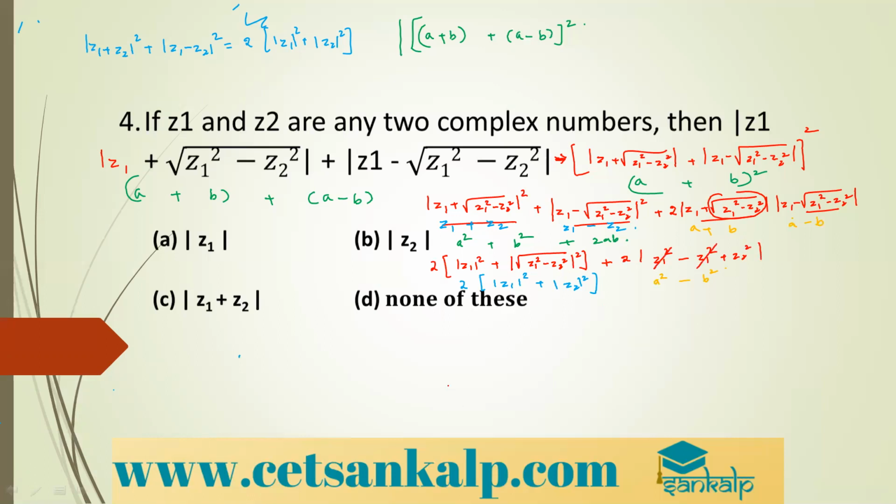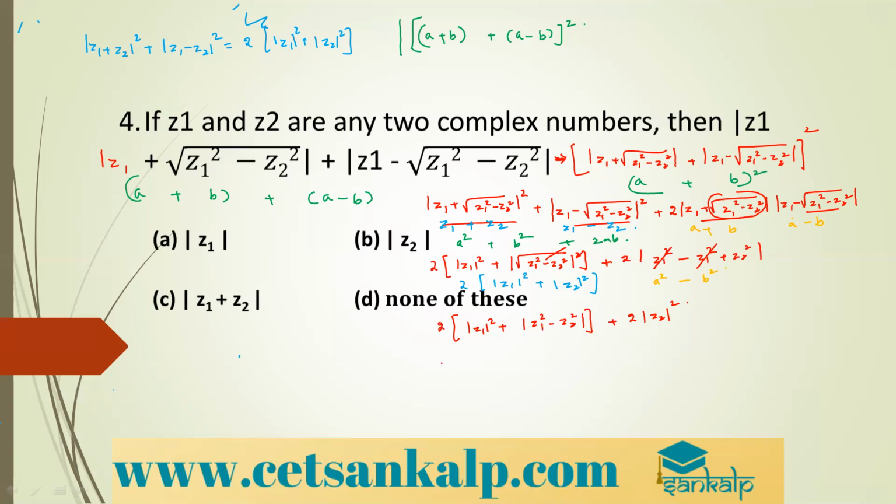See, this method will be easy compared to the other method I told. So 2 into Z1 square plus, here also square root and square will go. So Z1 square minus Z2 square you will have. And here 2 into Z2 square you will have.